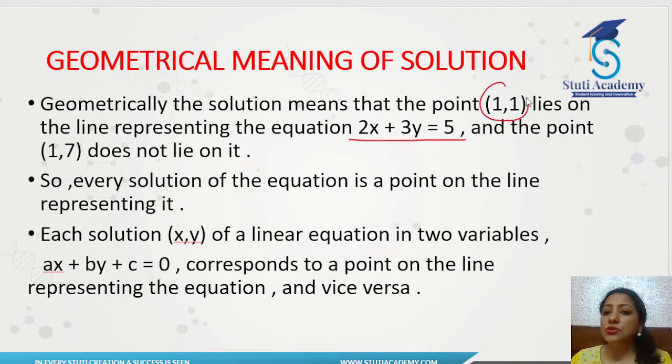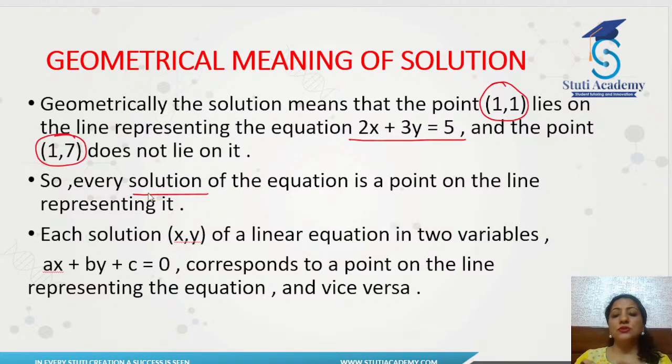Now, 1 is a solution of the equation means that this point 1 will lie on the line, will lie on the graph of the equation 2x plus 3y equal to 5. So if you draw the graph of 2x plus 3y equal to 5 and I say 1 is a solution of the equation, you are going to find that point 1 on the line which represents 2x plus 3y equal to 5. And just as I explained, if 1 is not a solution of the equation, that means this 1 will lie somewhere outside the line. It will not lie on the line representing 2x plus 3y equal to 5. So every solution of the equation is a point on the line representing it.